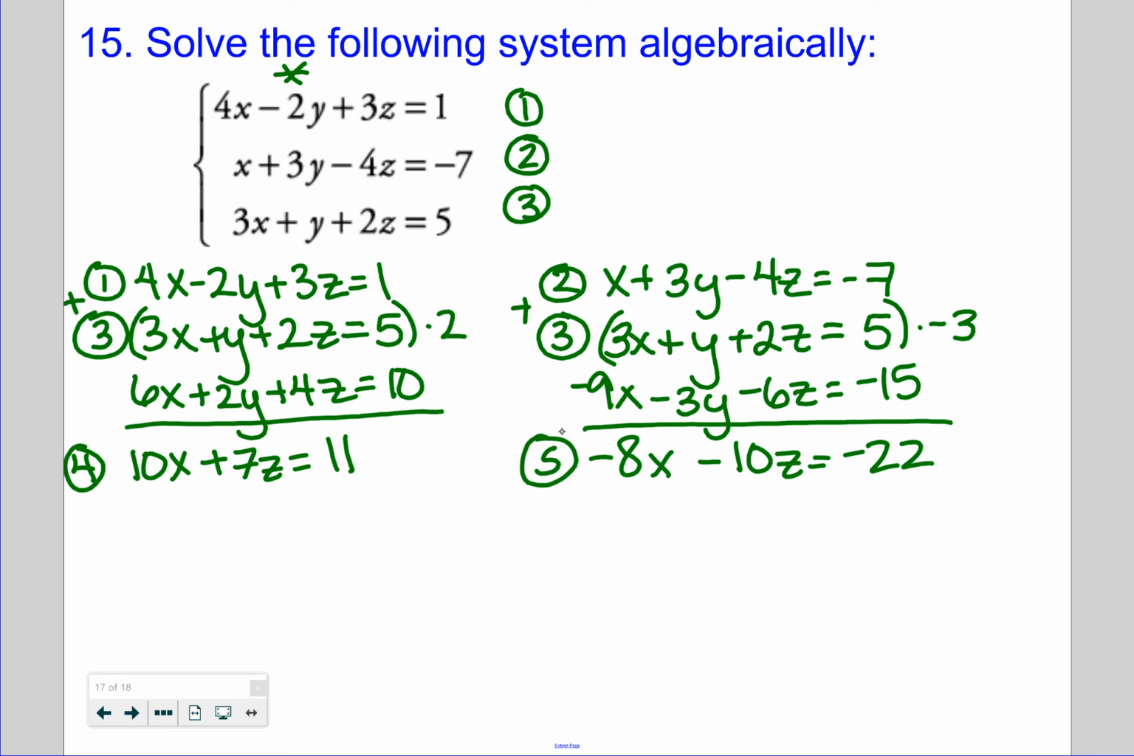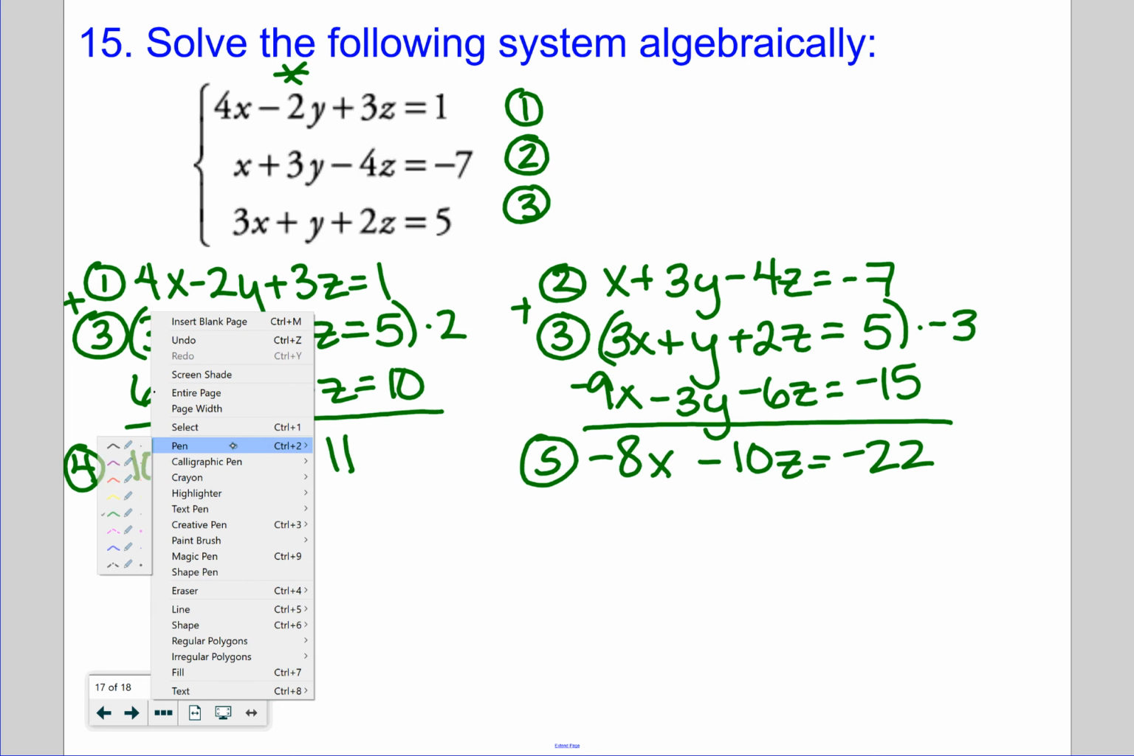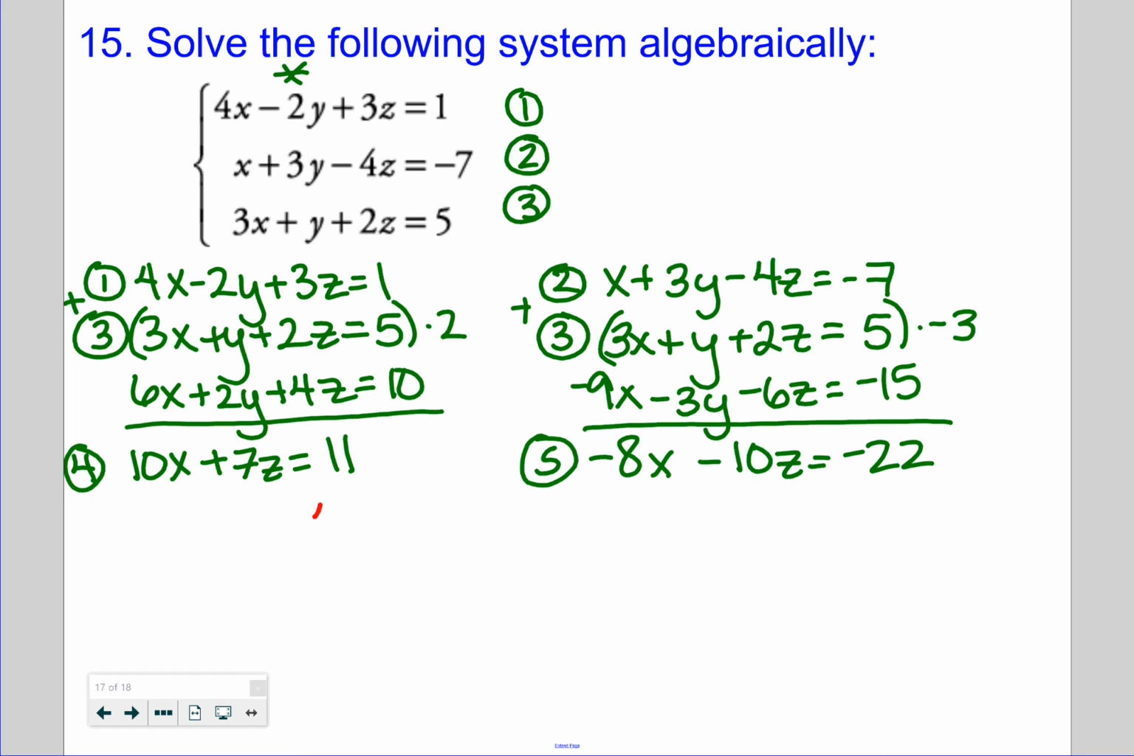After these first 2 steps, you should have 2 equations that have the same 2 variables. If that is not the case after these first 2 steps, you need to go back and change something because you're going to get stuck. So I'm going to write down equation 4 and 5 together here.